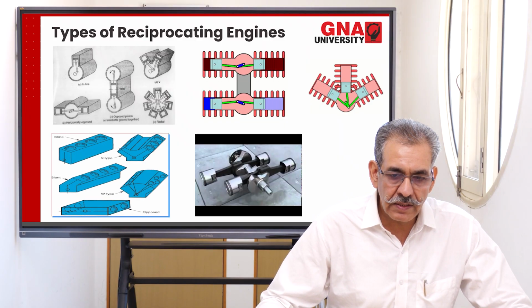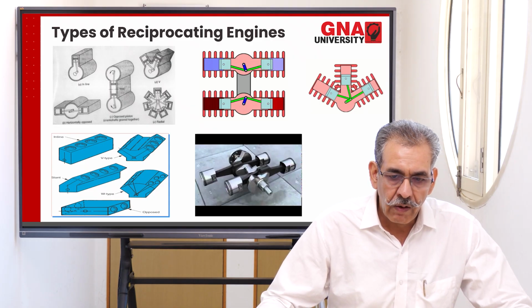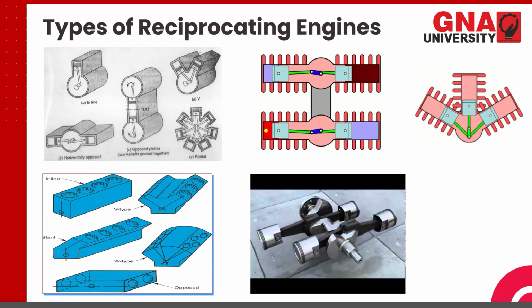These are some of the same arrangements: inline arrangement, horizontally opposed piston, radial engine and V-shaped engine. These are the engine blocks which are made so that the pistons are placed inside these blocks with the help of engine liners. Here the inline engine is there, V-type is there, slant is there, W-type is there, and opposed piston arrangement is there. You can also see in this animation the working of the opposed piston cylinder arrangement.